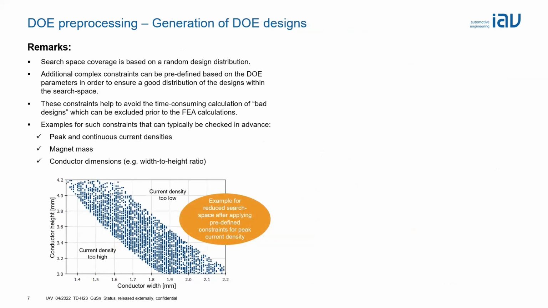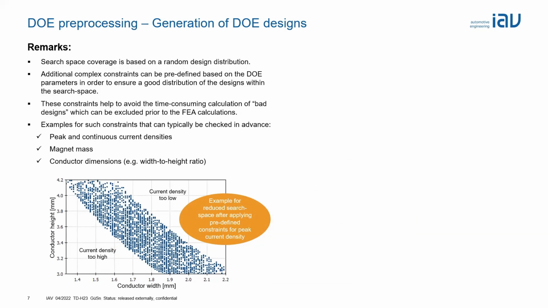The generation of the DOE designs based on the defined search space is based on a random design distribution. In general, we also add additional complex constraints in advance in order to have a good distribution of the designs within the search space. These constraints help us to avoid the time-consuming calculation of so-called bad designs, which can be excluded prior to the FEA calculations.